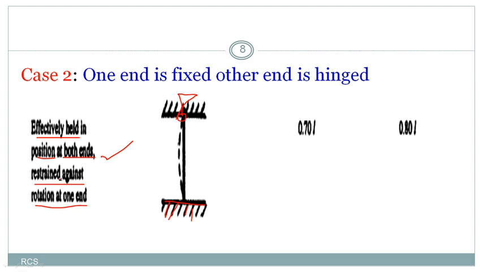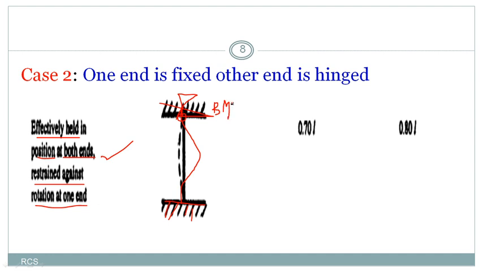When we get the condition called not restrained against the rotation, that particular end of the column is supported with a hinged support. I am assuming this condition is fixed, and this is a hinged condition, so there is no restraint against the rotation. So it will be bent like this. It is a simple support here. The bending moment 0 we will get at the support only, right?